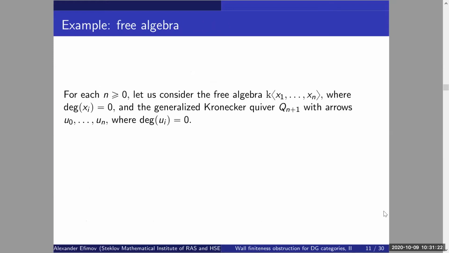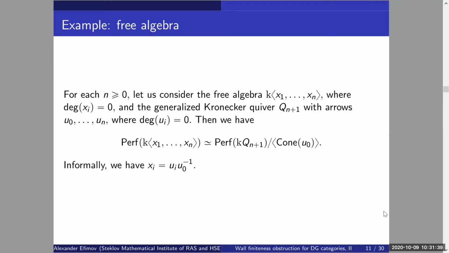The basic example of this is if you take just the free algebra on n generators of degree 0, then you can take the generalized Kronecker quiver with n+1 arrows. Also, everything is in degree 0. And then the perfect complexes over this free algebra is the quotient of the perfect complexes over this Kronecker quiver modded out by the cone of U0. So you just invert this arrow U0 and you get a free algebra. This is quite easy to check. So we have basically xi equals ui U0 inverse.